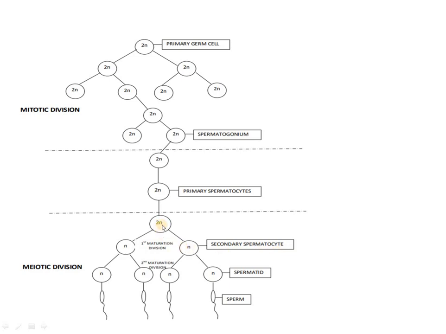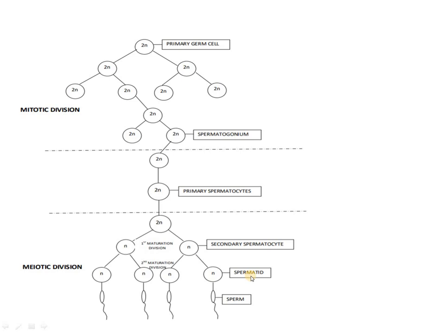So now we can see here that the primary spermatocyte has 2n number of chromosomes, but when it comes to the secondary spermatocytes, it gets reduced to n number of chromosomes. Then the secondary spermatocytes will again undergo the second meiotic division, and it will lead to the formation of 4 daughter cells. These are the spermatids.